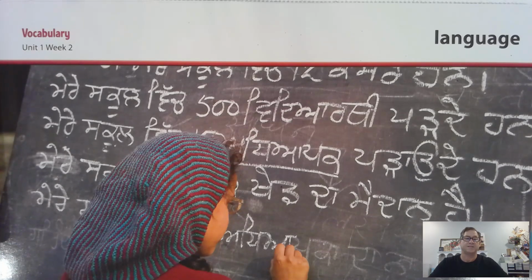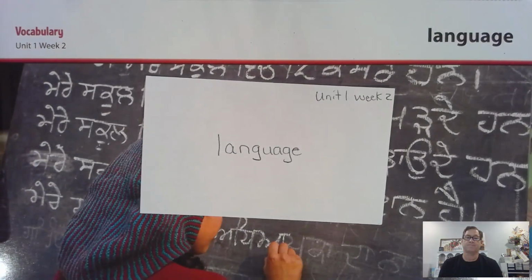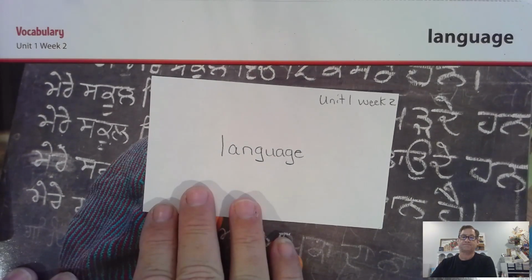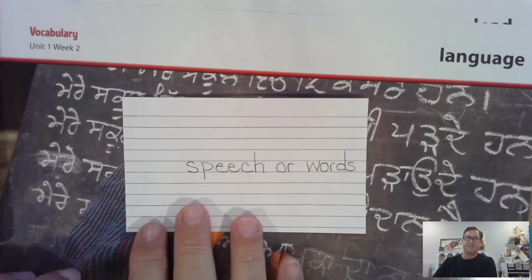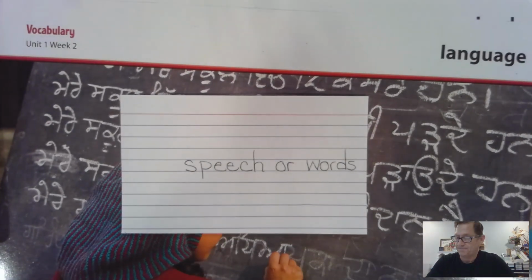Another word in our selection this week is language. Say that word with me, language. Language is the way we speak, read, write, or sign. For an example, my friend Naomi speaks and writes in another language. What languages do you know? Okay. So write language. And the definition, speech or words that people use. Speech or words.